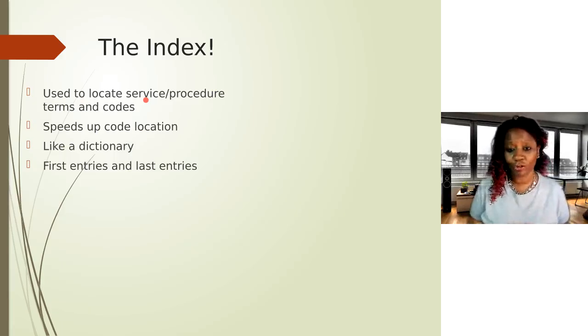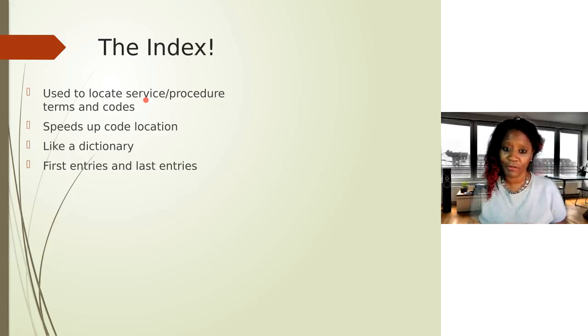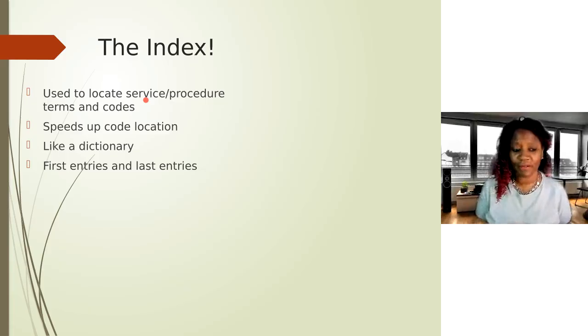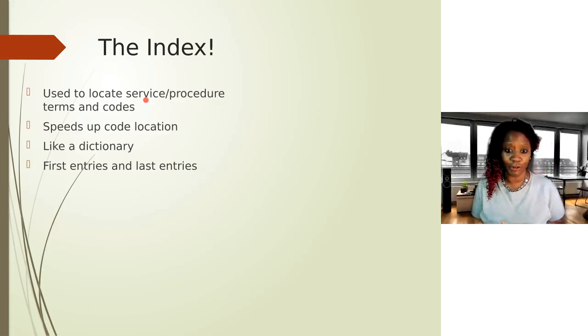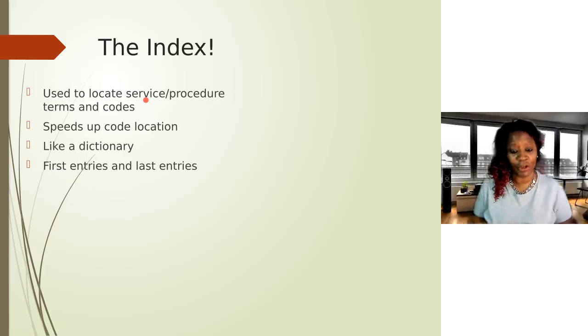So when we actually go to start coding in surgery, the first thing that we want to do is look up the procedure or the service inside of the index. So in the index of your CPT manual, it's going to tell us where to locate that actual code. So we should never use this section to actually assign a code. It's there for us to look up codes, and then it'll tell us where in the book we're going to find it.